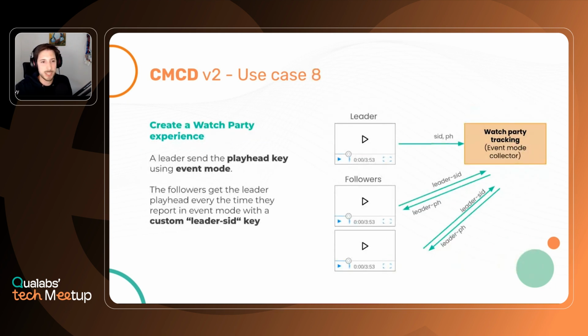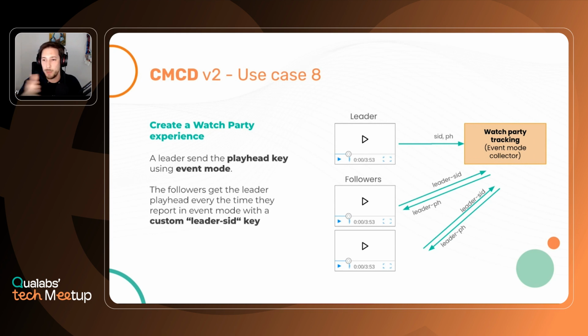Also, you can, for example, create a watch party experience in your application. How? You can define, for example, a leader that is a friend or someone that will send CMCD event mode, just sending session ID and the playhead, where he is in the content right now. And the followers will also send CMCD information to this watch party tracking server, and they will add a custom key called leader ID. And each time the response will just send back the leader playhead.